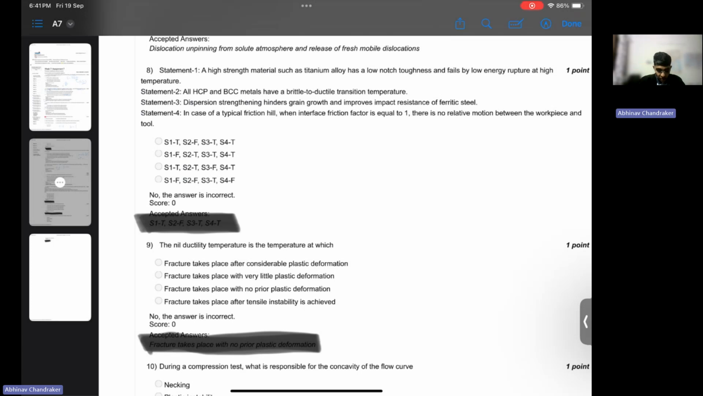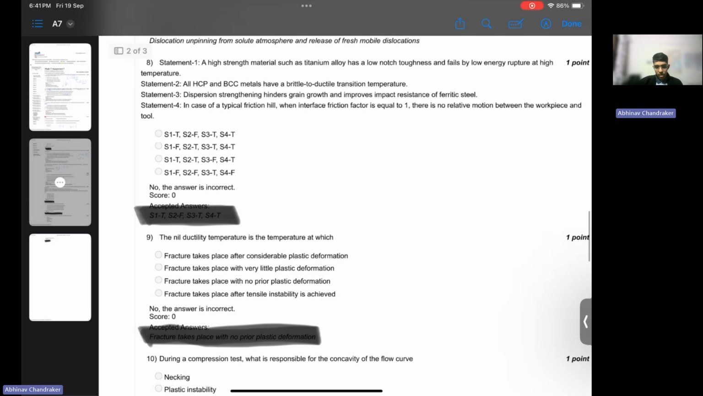So yes, it will have a low notch toughness if it is a high strength material, because that is the effect of the microstructure. Generally strength and toughness do not go together, because those factors which lead to strengthening can also lead to a reduction in toughness. It's not always. In certain situations you can have both. You can cleverly design a material such that you have both. But this is true, and it fails by low energy rupture.